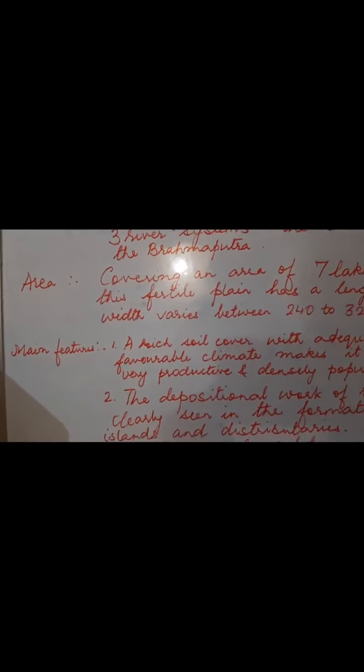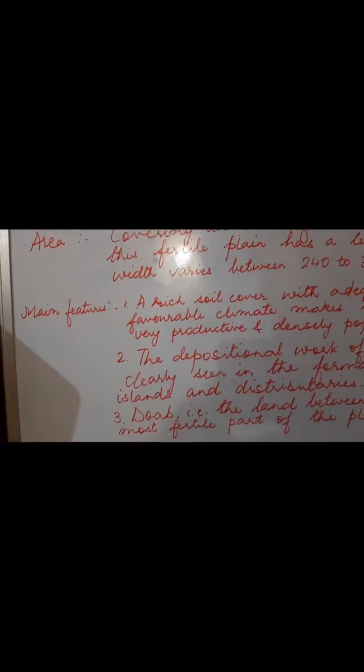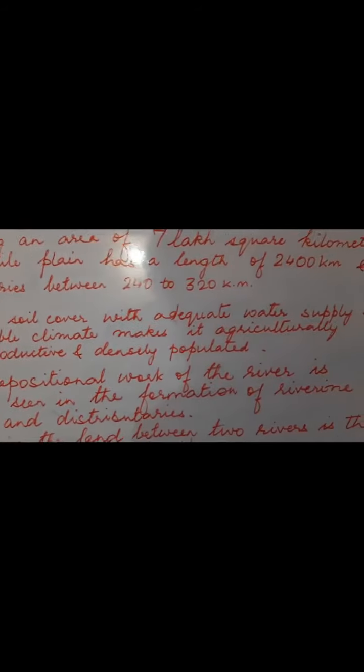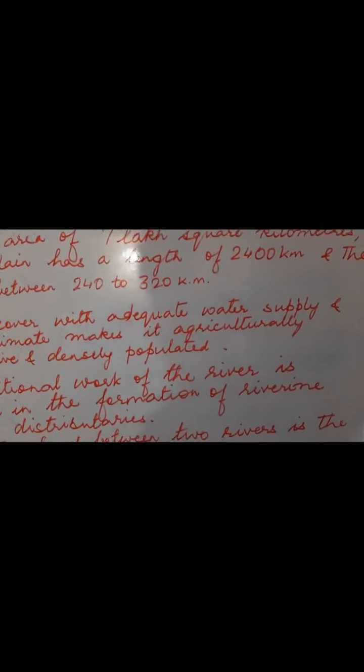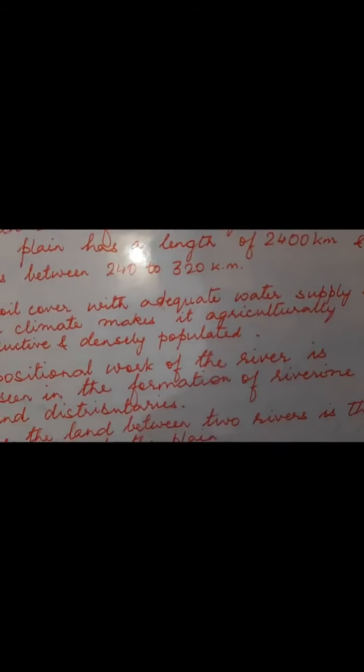Okay. Now next comes the main features. So here there are three main features. The first main feature is a rich soil cover with adequate water supply and favorable climate makes it agriculturally very productive and densely populated.